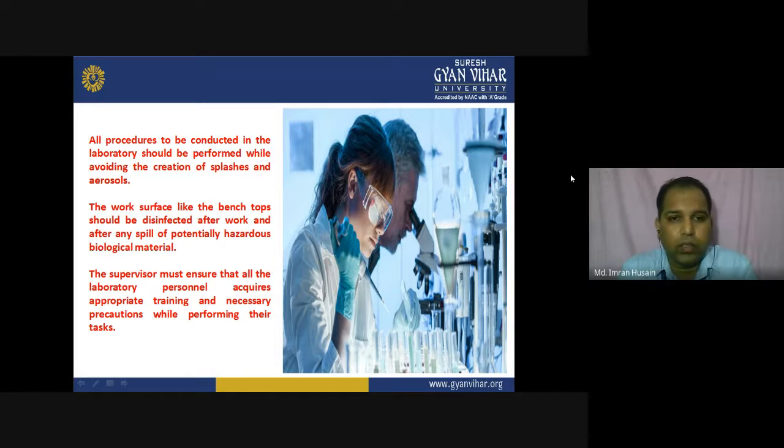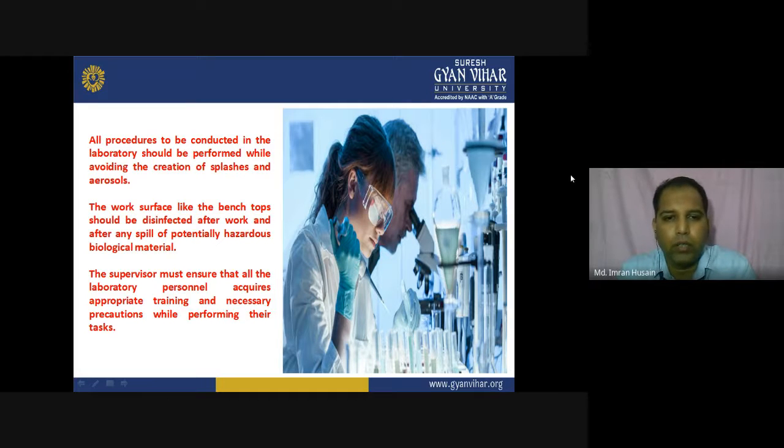The work surface, like the bench top, should be disinfected after the work and after any spills of potentially hazardous biological material. They should always be sterilized. Bench tops should be cleaned up properly. Whenever you finish your experimentation work, it is your own duty to leave the area clean. You should never leave the glassware dirty. You should never leave the work area dirty.